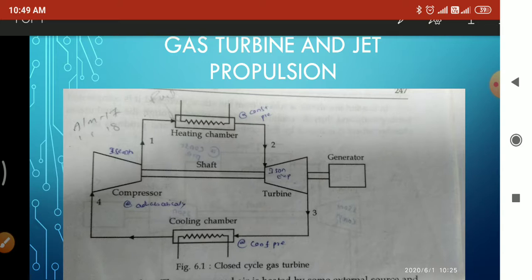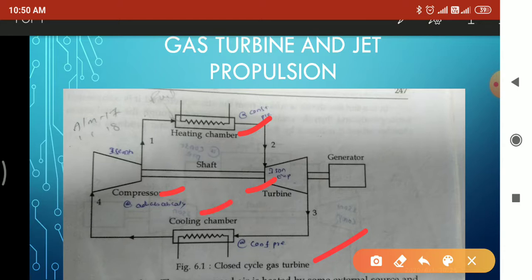So now we will move to the first one, the closed cycle gas turbine. In this gas turbine, first are the parts of the turbine. First is compressor, second is heating chamber, third is turbine, fourth is cooling chamber, fifth is generator, and lastly shaft, or you can say there is a coupling in that. These are the parts of closed cycle gas turbine.